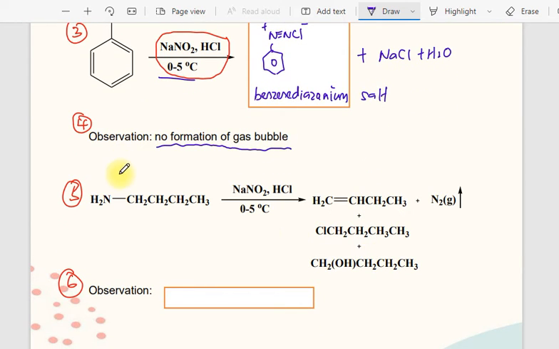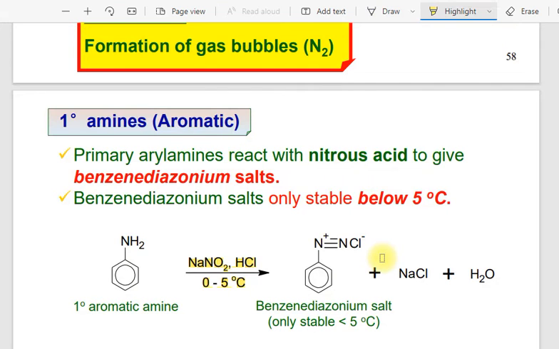This one is primary amine. If primary amine reacts with nitrous acid, it will form alkene. And then this one is haloalkene, and then this one is alcohol. Okay, and nitrogen gas. So the observation, right? If primary amine, you check what is the observation.